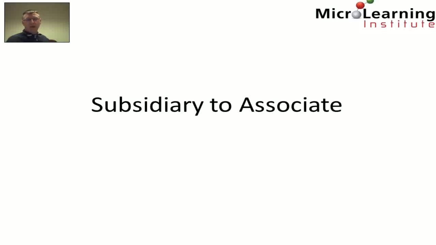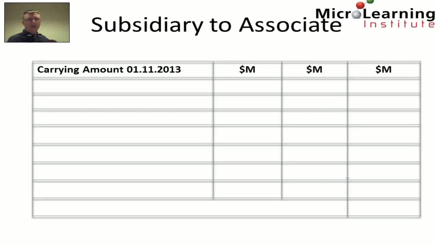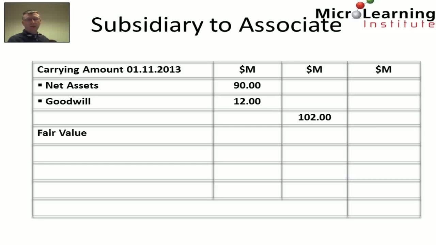And again, the policy here is to remeasure the entire entity to fair value, compare that with the carrying amount and recognize a corresponding gain or loss on the disposal. So let's have a look at the carrying amount of Option on the date of the disposal of that 40%. The carrying amount is made up of net assets of 90 plus associated goodwill, that totaling $102 million.